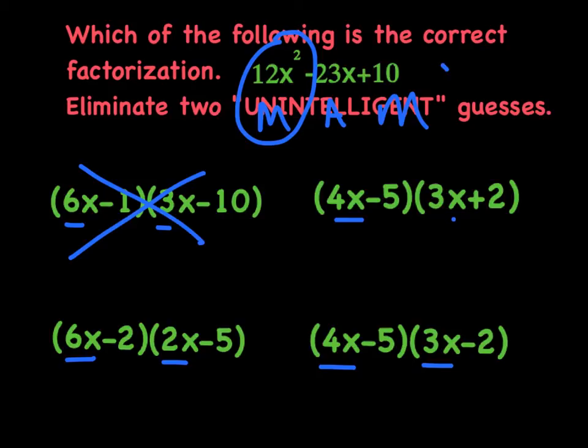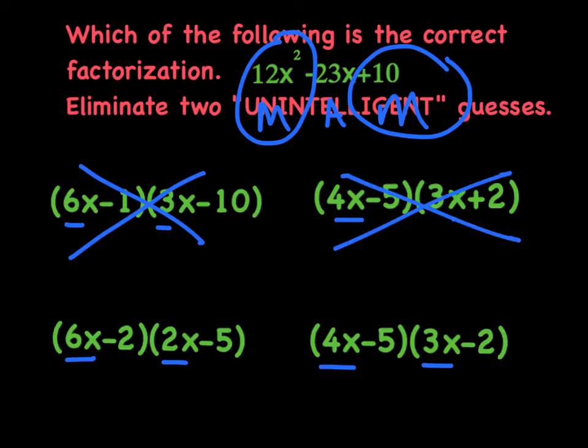Now I'm going to go to my second multiplying. I need to make a 10, but specifically, I need to make a positive 10. So let's look here. Negative 2 and negative 5, positive 10. Negative 5, negative 2, positive 10. Negative 5, positive 2? That makes a negative 10. So there's another unintelligent guess.